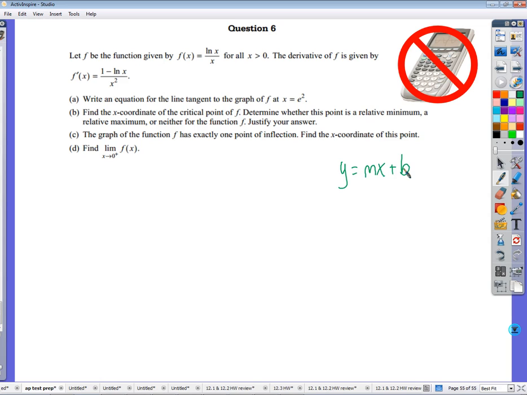Write an equation for the line tangent. There's an infinite number of lines that have equations, because this function is some curve, and we're just looking at the equation of one tangent line. Which tangent line? At x equals e squared. So we need the slope at e squared. How do we find it? Well, they already derived it, that's nice for us. So f prime of e squared equals 1 minus the natural log of e squared over e squared squared.